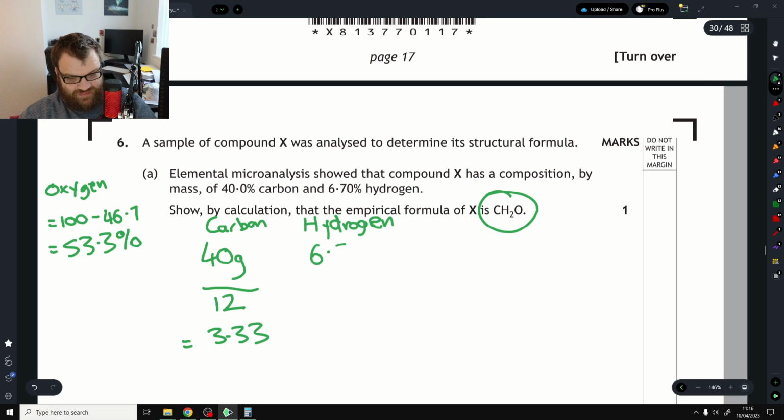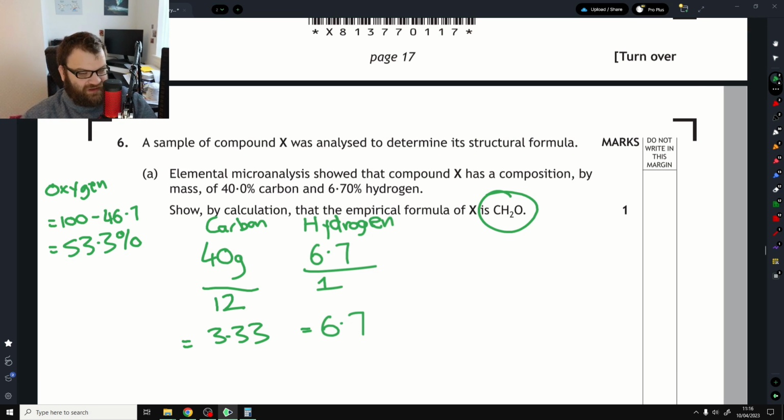We have got 6.7 of that divided by hydrogen, which is 1. And that just gives us 6.7. For this one, we're just looking for the mass of one atom of it. We're not worrying about the GFMs. We're just looking for the mass of a hydrogen.